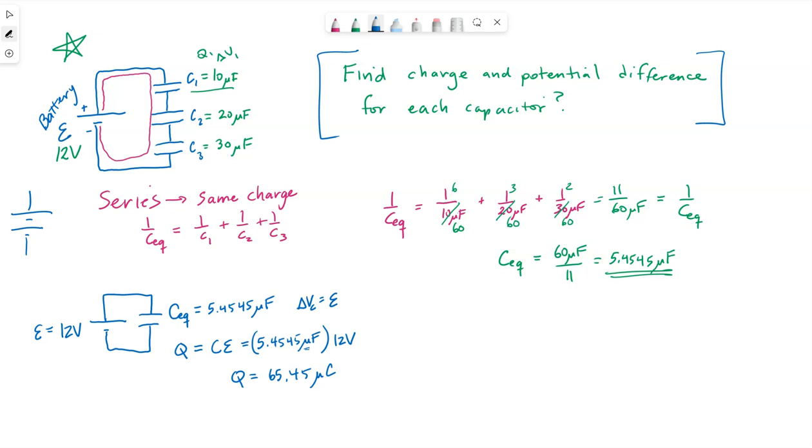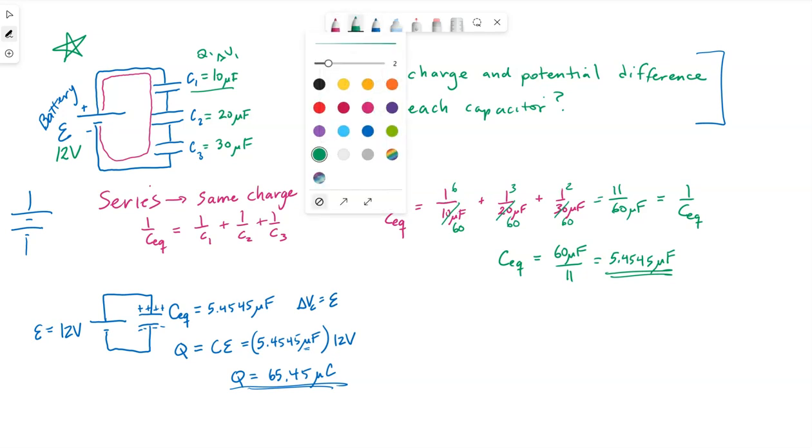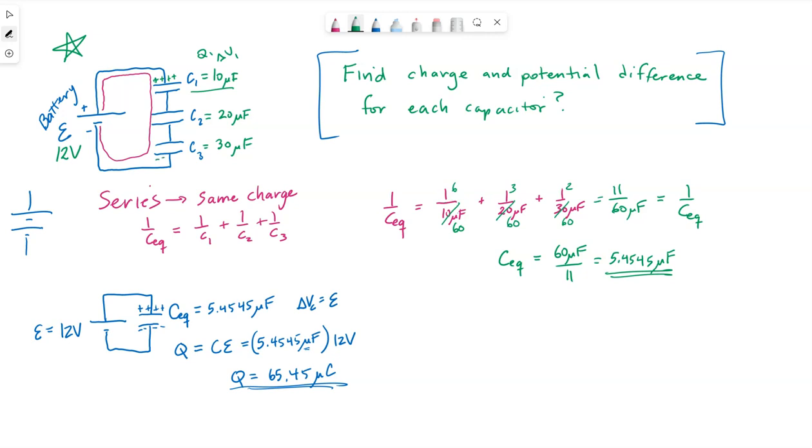If a coulomb per volt is a farad, then a farad times a volt is a coulomb. So this charge right here is the charge that accumulates on the plates of this one capacitor. But it also represents the charge that had to move to accumulate on the plates up here in our 3 capacitors in series. That's why each of these capacitors have the same charge as their equivalent.